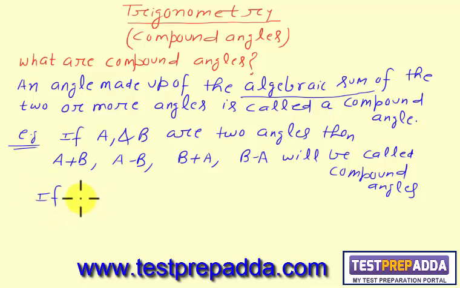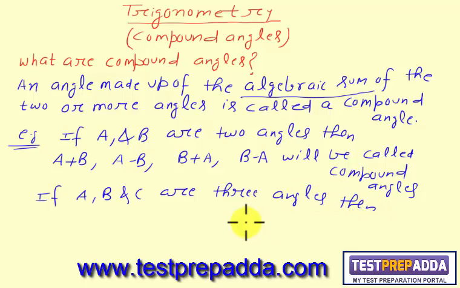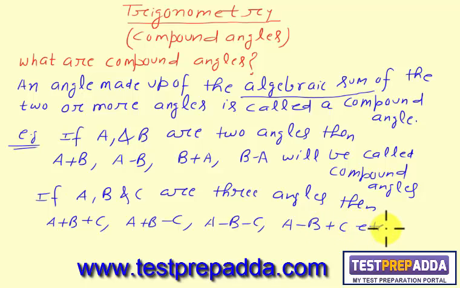Now, if I give you A, B and C, if these are three angles, then different algebraic summations will be like A plus B plus C, A plus B minus C, A minus B minus C, A minus B plus C, etc. Many combinations are possible, are called what? Compound angles. Got the idea?